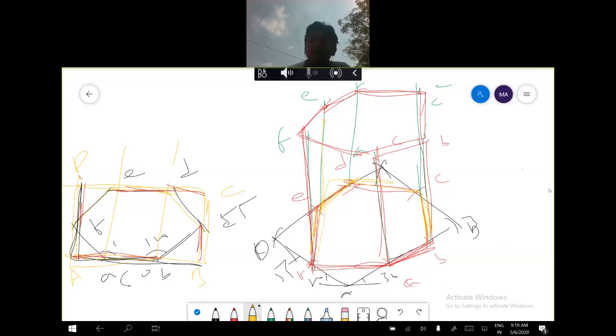This part will be the hidden part. This line is hidden. This line is also hidden. This line is also hidden. Understand? These are all hidden lines. It will be drawn with a dotted line.